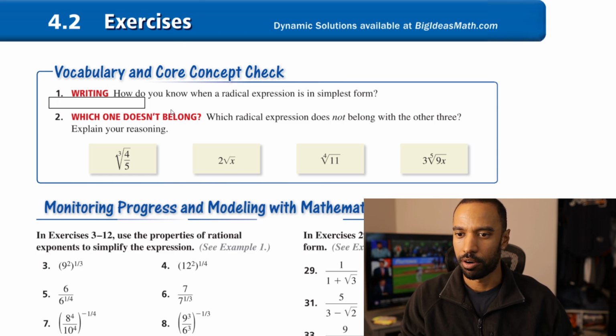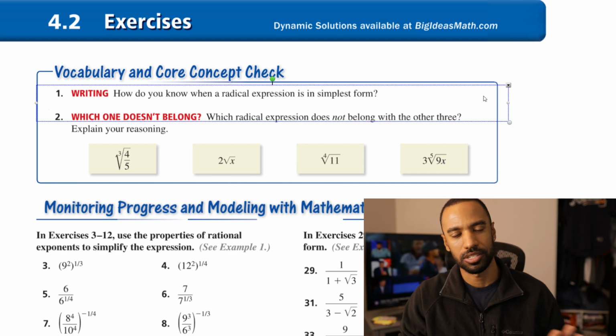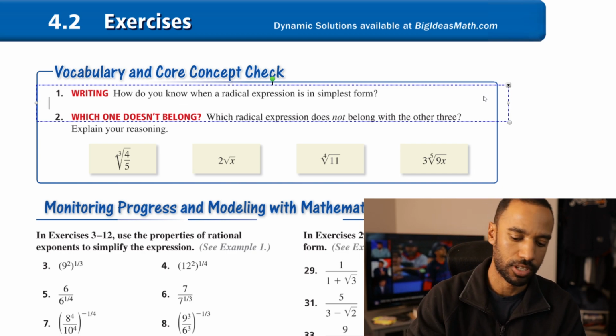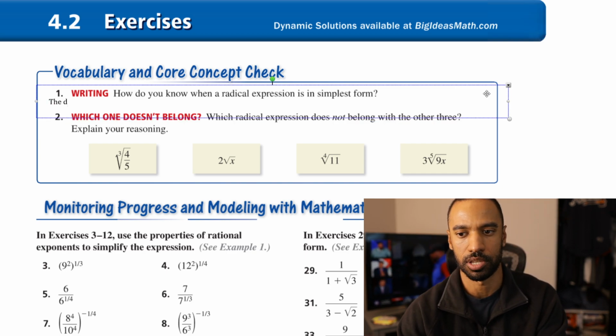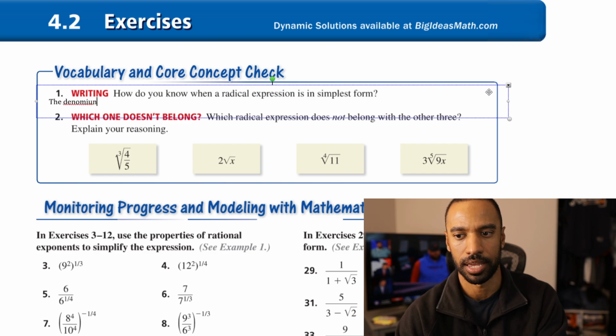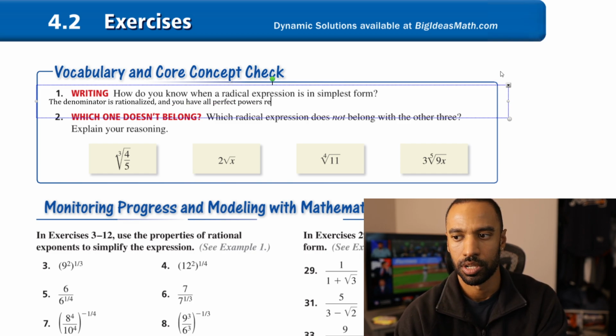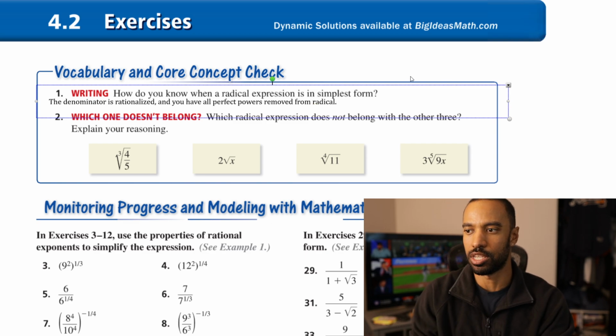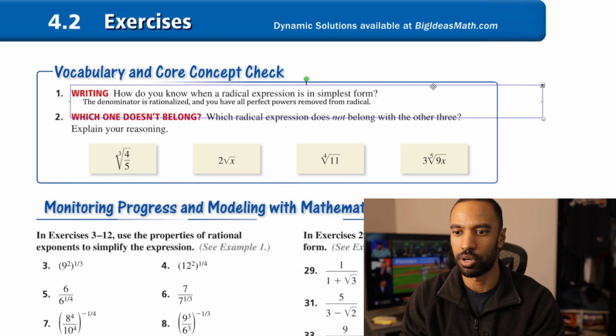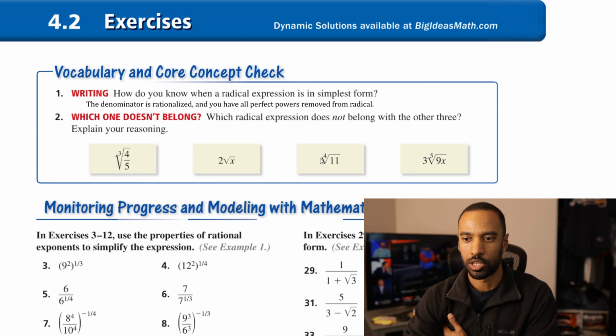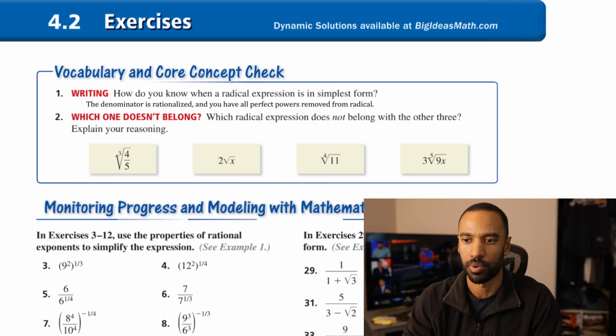Basically, you have all perfect, let's see, I don't know how they said it in that technical way, but basically the denominator is rationalized is something I'm going to say. The denominator is rationalized, and you have all perfect powers removed from the radical. So my way of saying that is basically you can't take any more roots of that number or that variable, even when it's raised to certain powers. That's just not possible within there.